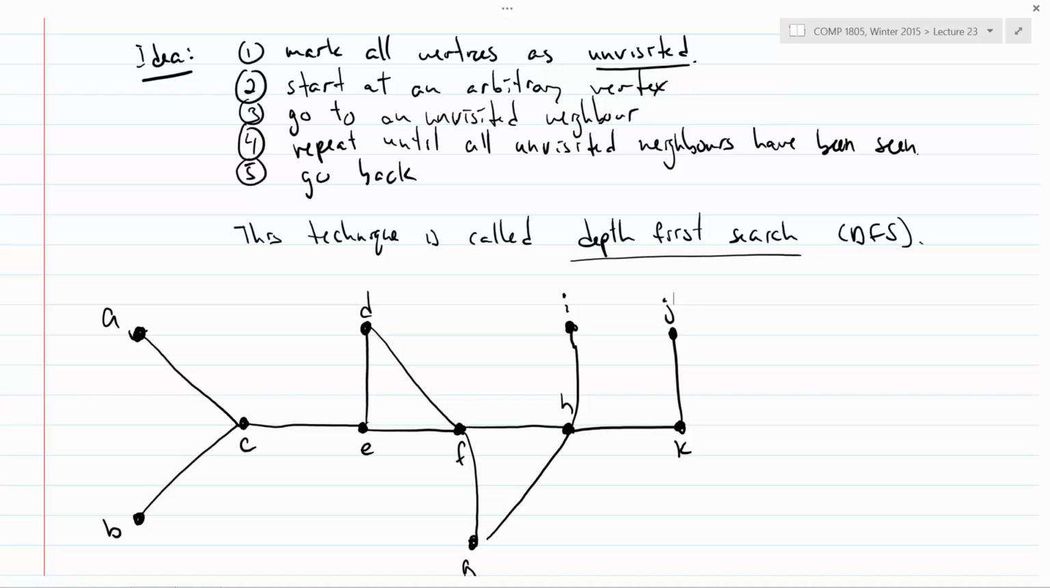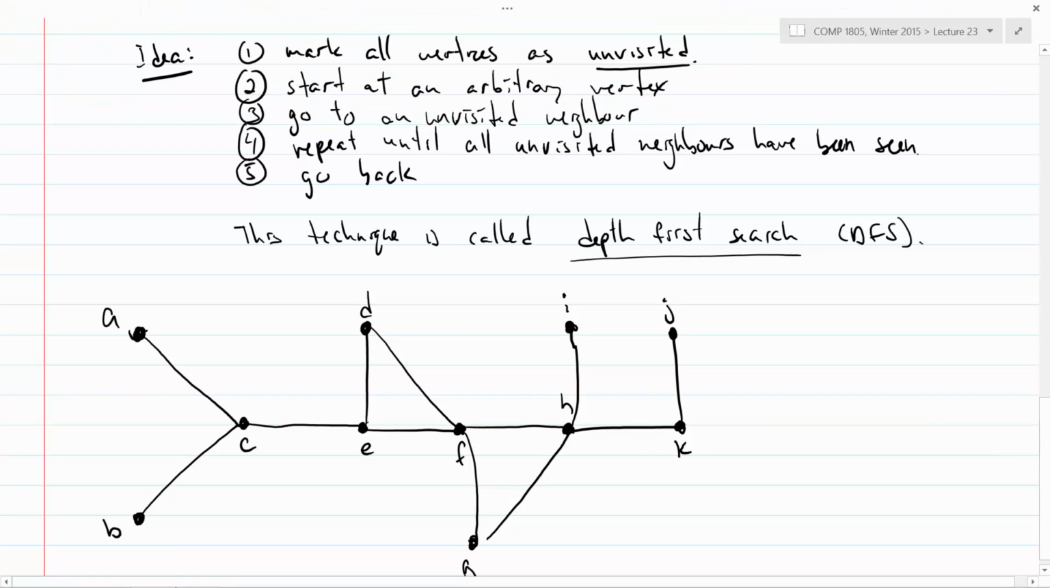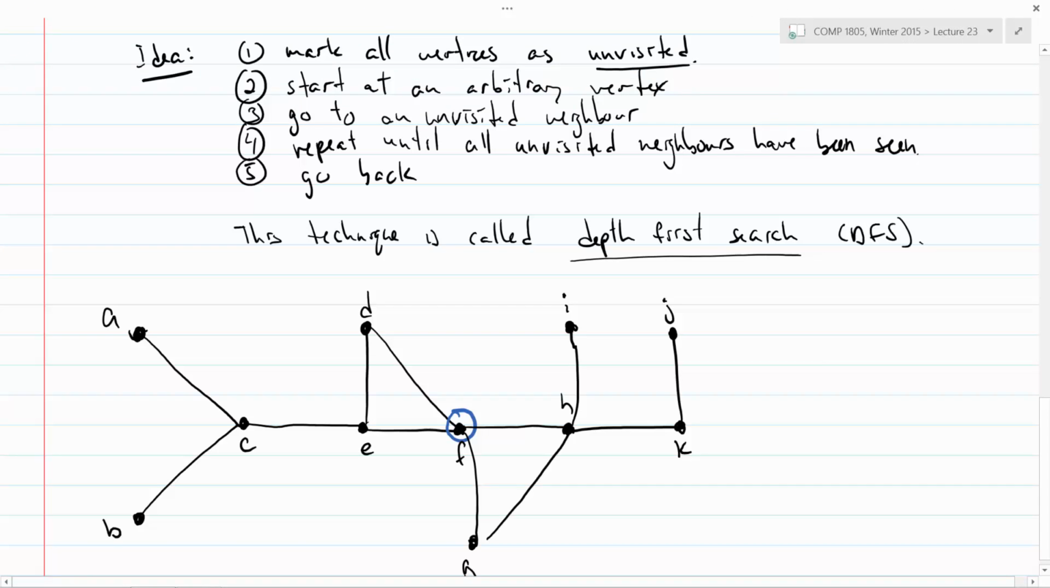So we start at an arbitrary vertex. Doesn't matter which one you pick. I'm going to start at F. So F is now officially visited, and I'm going to make a blue circle around things when they're visited. Okay, so now I start walking along this graph. So I'm currently at F, and now I need to go to an unvisited neighbor. So let's say, I don't know, let's say E.